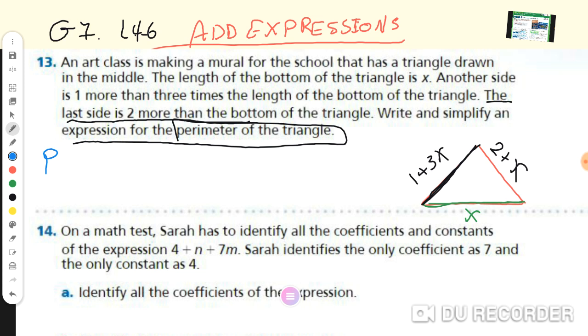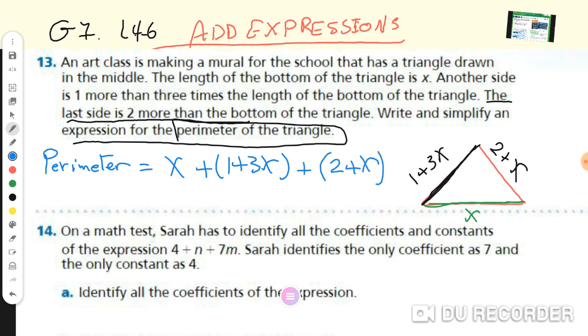As we know, the perimeter equals the sum of all sides. So perimeter equals the first side x plus the second side 1 plus 3x, and the third side 2 plus x. Let's collect like terms together, x's with x's, and numbers with numbers. So I can write 1 plus 2 plus x plus 3x, second term, plus x.